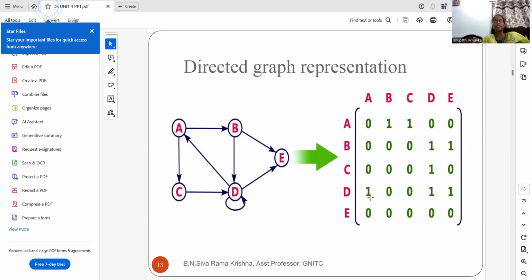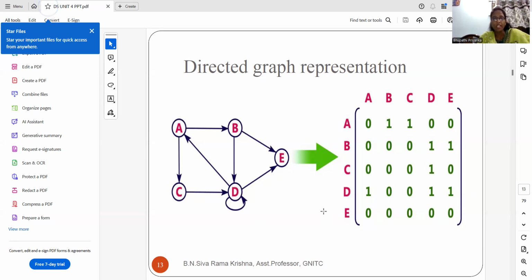If the direction is towards that particular vertex, then we need to take the value as 1. If we don't have any edge or any particular direction to that corresponding vertex, then we'll take the value as 0. Next, D to C, we have an edge, but the direction is not towards C, so it is 0. D to D, here we have a self loop, so 1. Next, D to E, there is a node and there is an edge between D and E, and it is showing towards E.